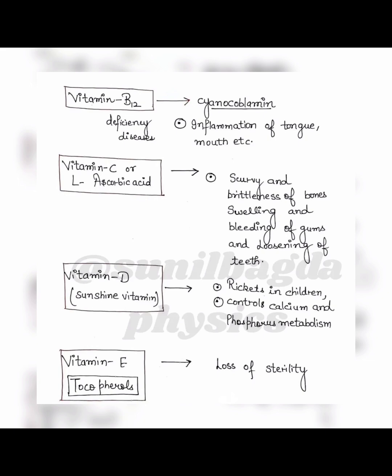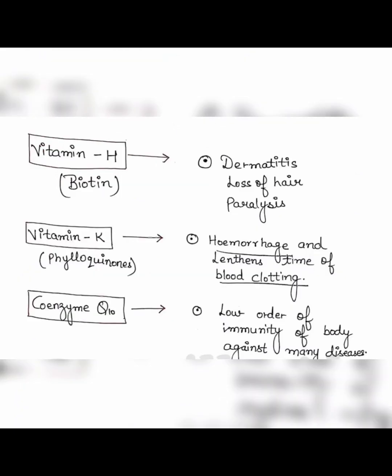And next but not least is vitamin H, which is also considered as biotin, and deficiency of biotin or vitamin H causes dermatitis, paralysis as well as loss of hair. Also one more vitamin is there, that is vitamin K, which is also considered as phylloquinone, and vitamin K deficiency causes hemorrhage and lengthens the time of blood clotting.